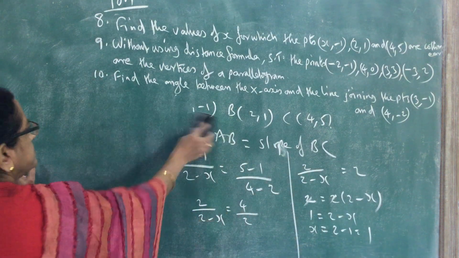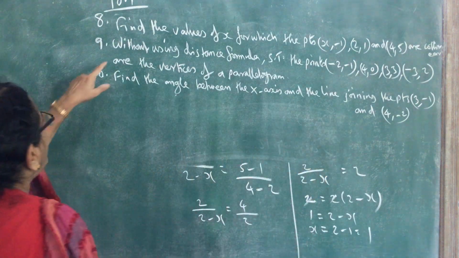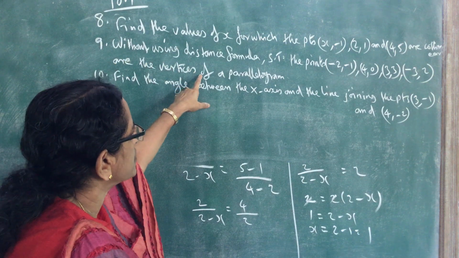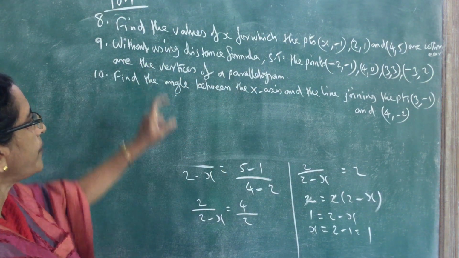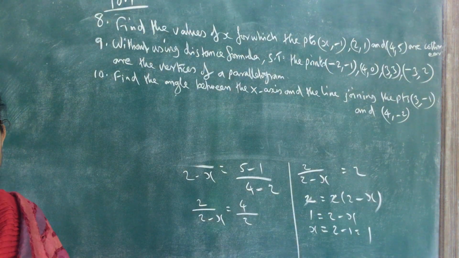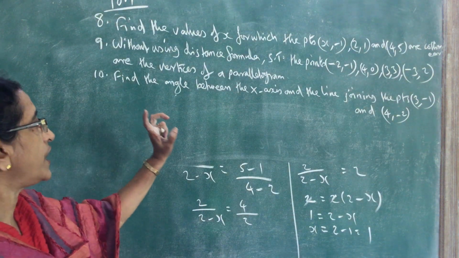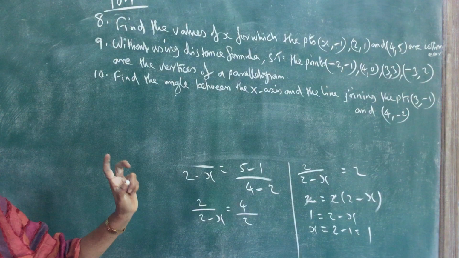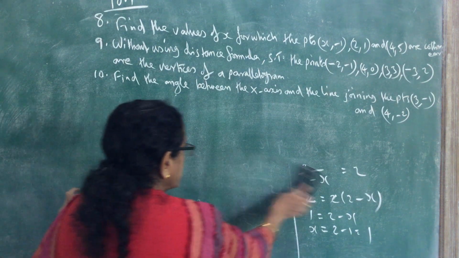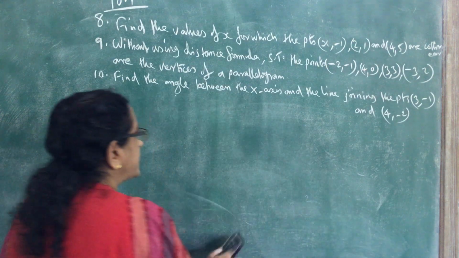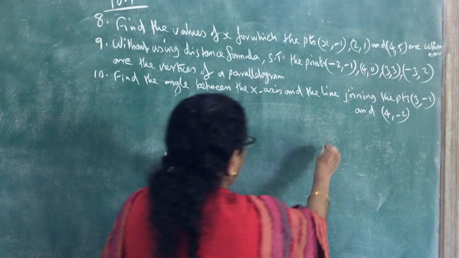Now ninth one. Without using distance formula, show that the four given points form the vertices of a parallelogram. So without using distance formula, how to prove that these four points are vertices of a parallelogram? Using slopes, we can prove that these are the vertices of a parallelogram.